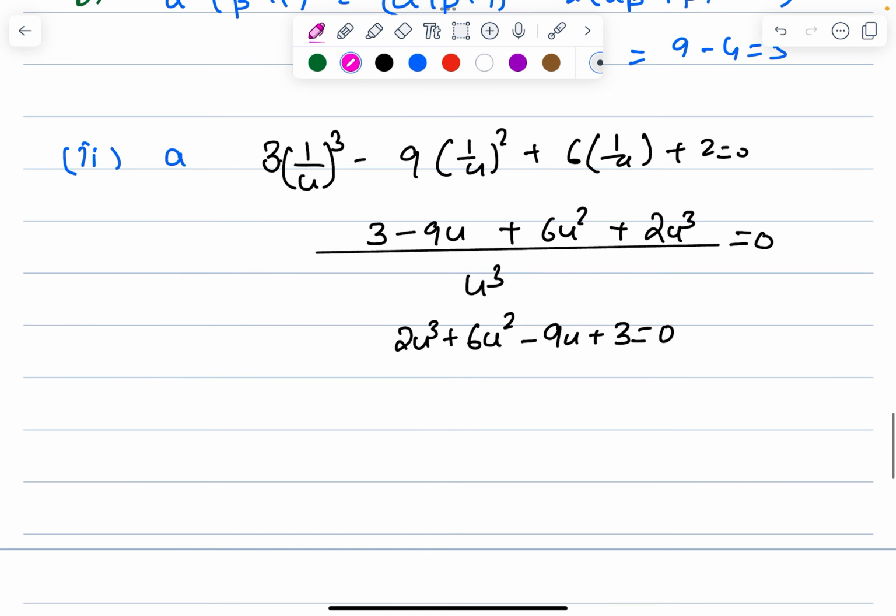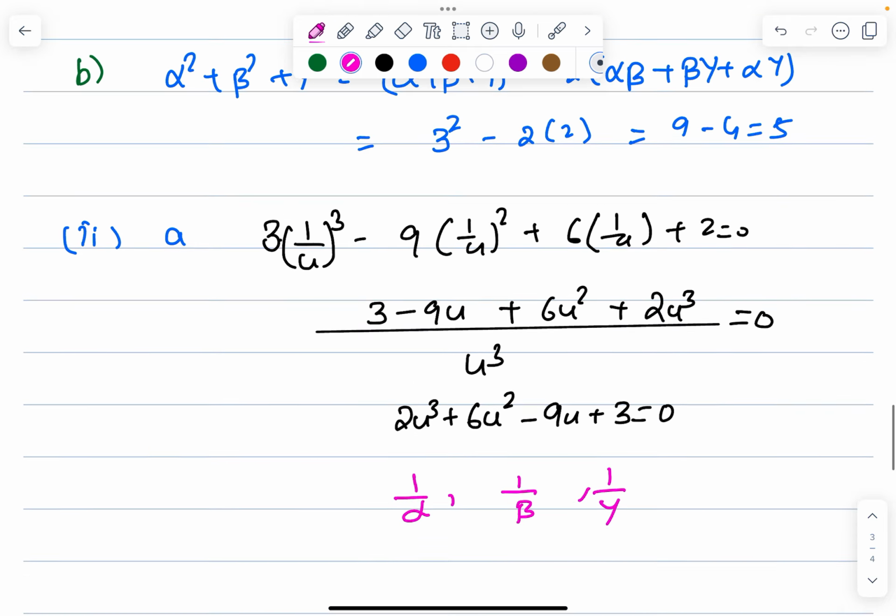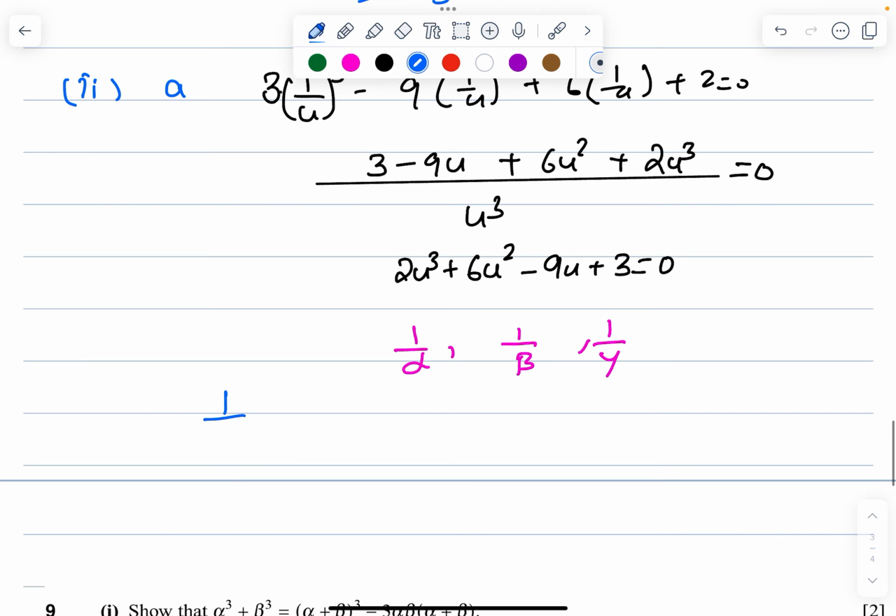So what will be the roots of this equation? 1 upon alpha, 1 upon beta, and 1 upon gamma. Now he's asking the sum of the roots. Sum of the roots is going to be minus b upon a, which is negative 6 upon 2, which is going to be negative 3.